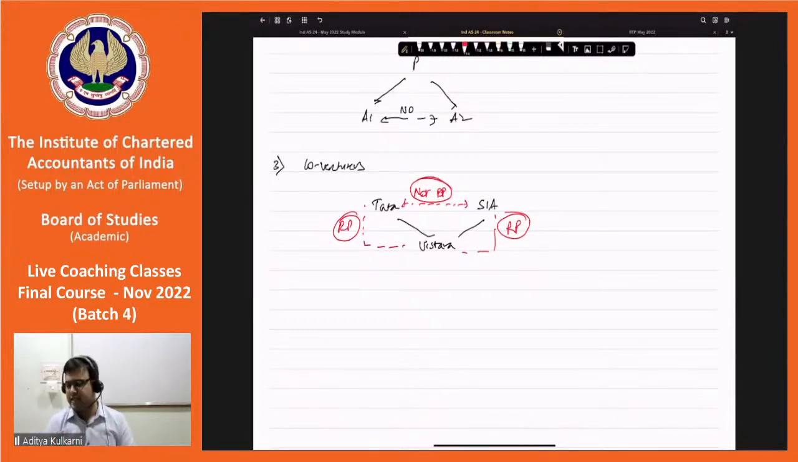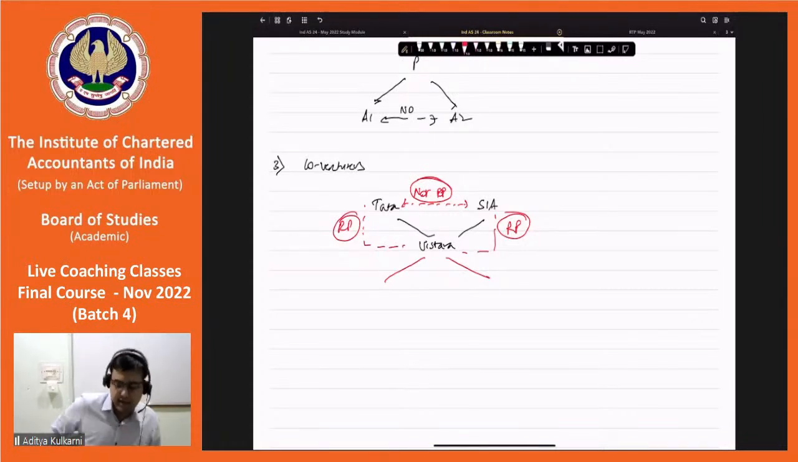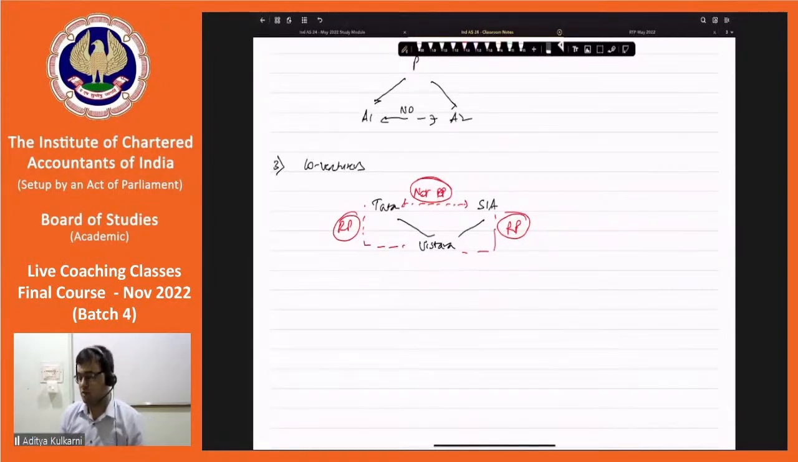If Vistara has 2 joint ventures, then they are related. Because Vistara is there, the same parent company is there. So at that point of time, J1, J2 will be related to each other. Okay. All right.